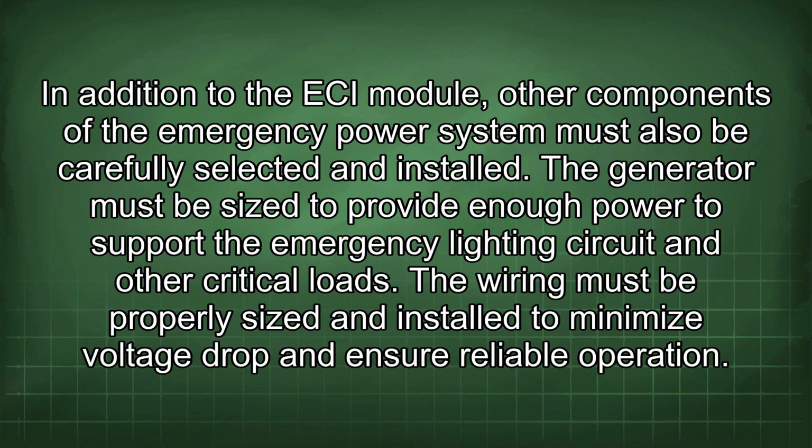In addition to the ECI module, other components of the emergency power system must also be carefully selected and installed. The generator must be sized to provide enough power to support the emergency lighting circuit and other critical loads. The wiring must be properly sized and installed to minimize voltage drop and ensure reliable operation.